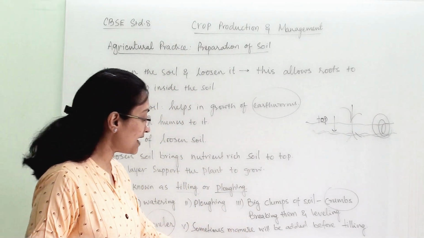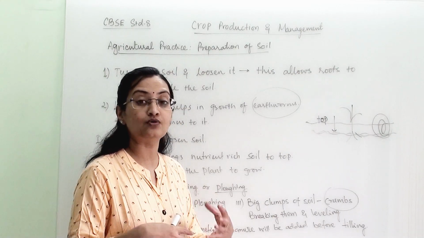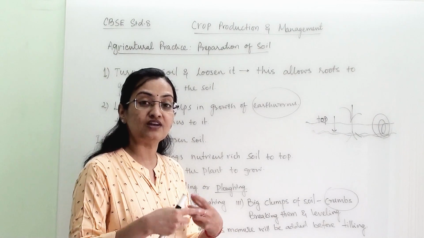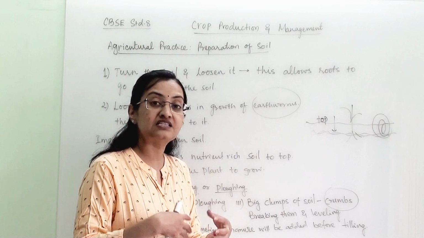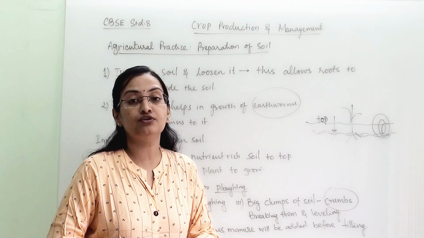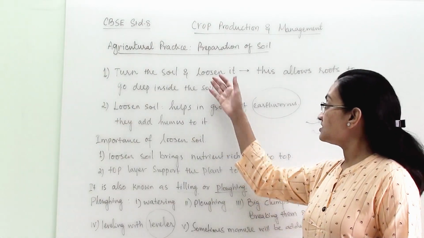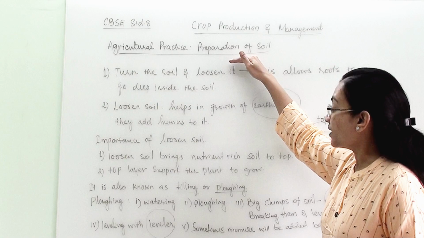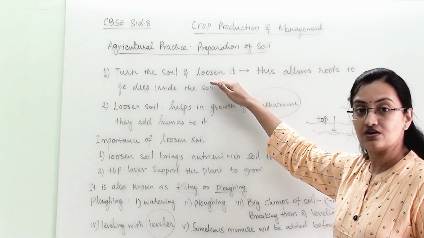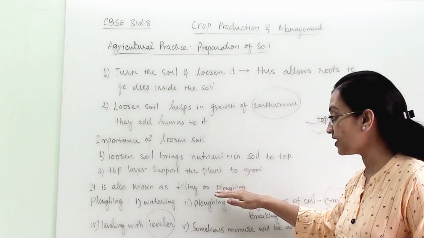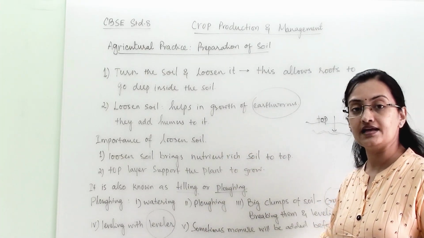Then sometimes manure is also added at this step, when we are leveling the soil or ploughing the soil. In turn, when we are mixing the nutrient layer of the soil into the top layer, we are mixing in the manure and adding some manure at this stage, so it will be beneficial for the plant. You can use this as notes: what are the steps in preparation of the soil, what are other names for loosening of the soil, tilling or ploughing, what are the steps in ploughing, and why all these steps are important in agricultural practice.